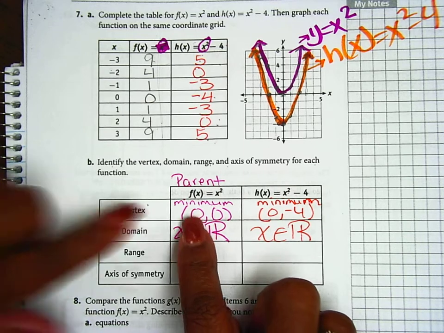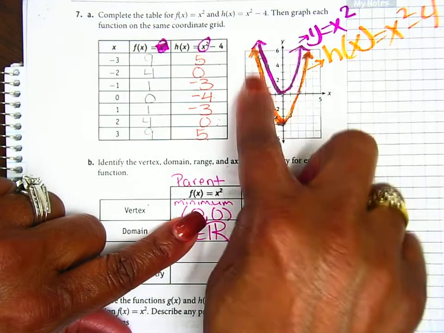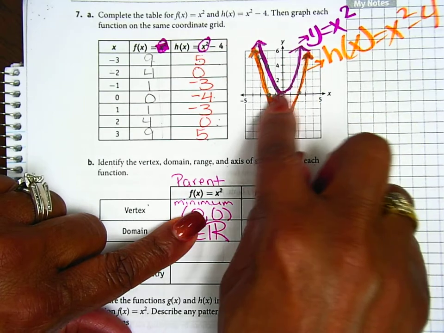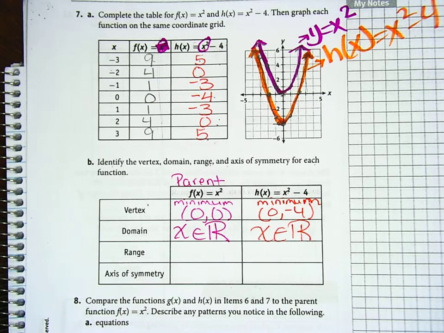Guys, will you have the vertex here? In this case, both of the vertices are minimums because it opens upward. When it opens up, it has a low point. The lowest point is the minimum, which is called the vertex or the minimum. Okay, whichever one you choose to call it.